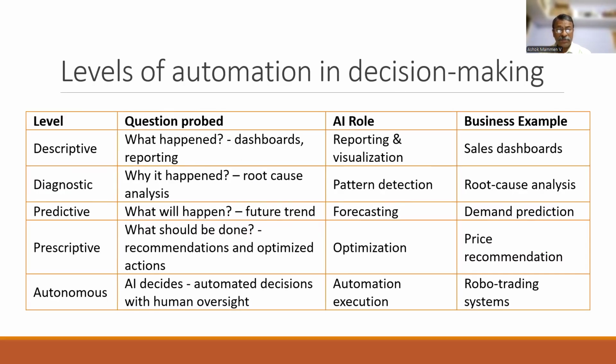Okay, so let us look into the different levels of automation in decision making. When you talk about the levels, let us start with descriptive. It looks into the data that you already have, your past transactions, your past behavior. So, what has happened? Can it be plotted? Can it be reported in a meaningful way? For example, the sales dashboard. Things that have already happened, can they be described?